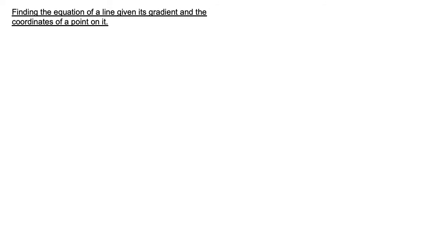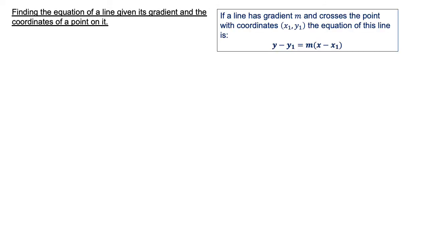Okay, so the last technique we need to have a look at before we can have a look at some exam questions is finding the equation of a line if we know its gradient and the coordinates of a point lying on the line. So here it is. Here's the equation, which in your GCSE course you don't see, but you do if you've touched on it in additional maths.